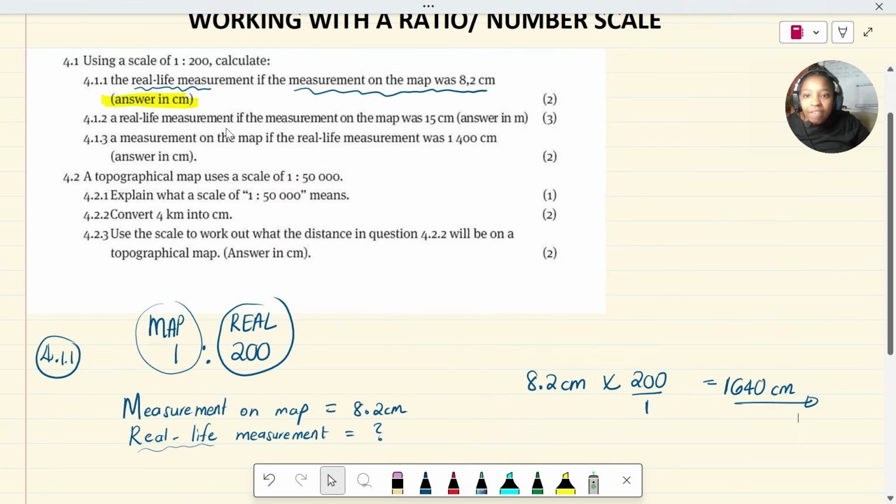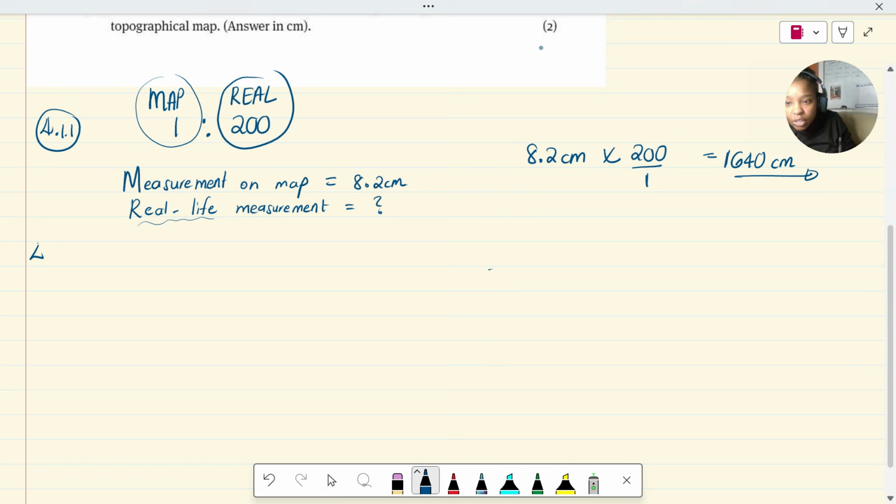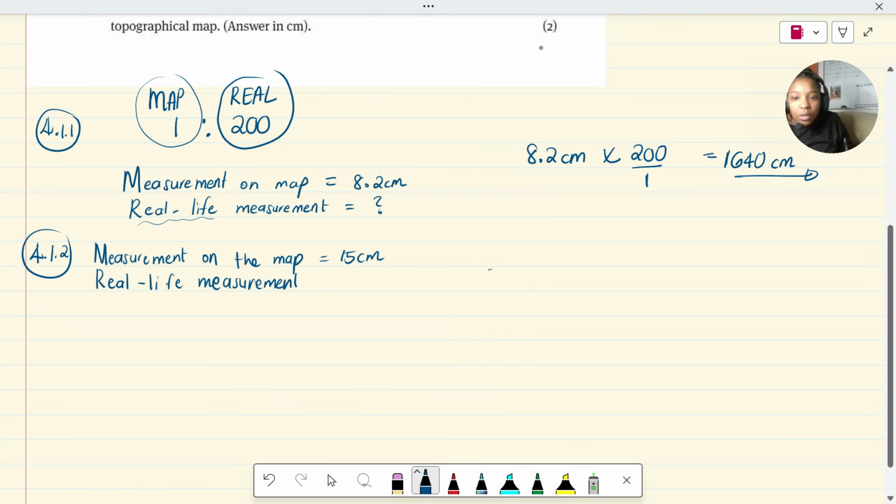Let's have a look at question 1.4.2. It says that we want to calculate the real life measurement if the measurement on the map was 15 centimeters. So here again we are given the measurement on the map, and we need to determine the real life measurement, so just put a question mark. What do we need to do again? We're going to work with our scale, which is still the same scale given to us here.